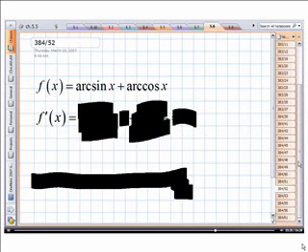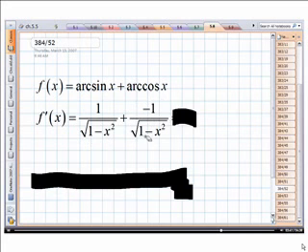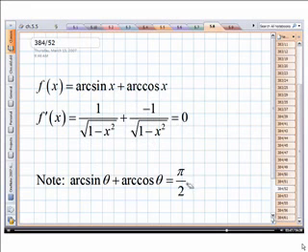For number 52, the derivative of arcsine is 1 over rad 1 minus x squared. Our cosine is negative 1 over rad 1 minus x squared, so you get 0. This makes sense because arcsine of x plus arccosine of x is equal to pi over 2 for any value, and the derivative of the constant pi over 2 would just be 0.